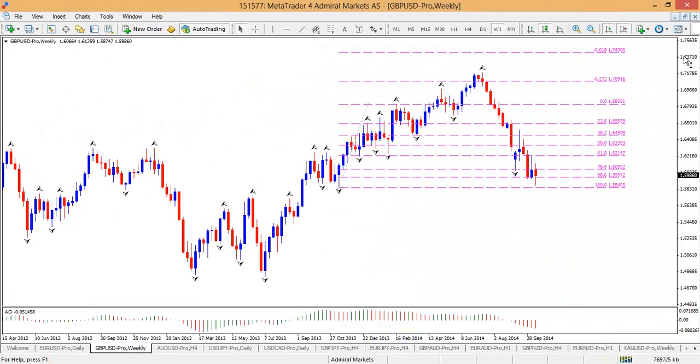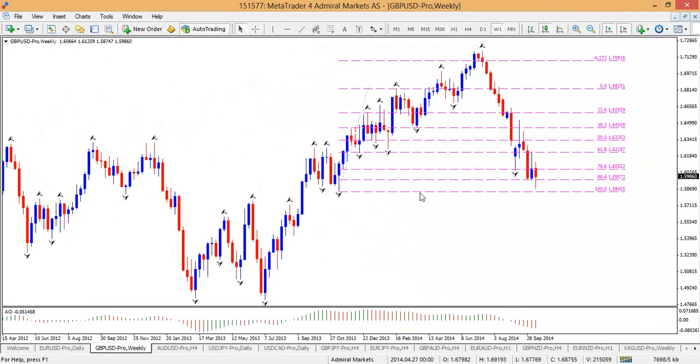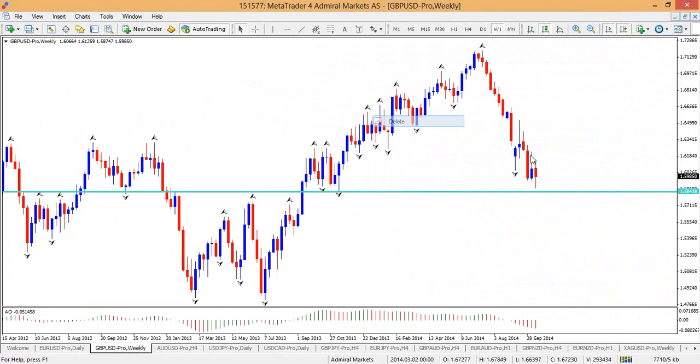Interestingly enough, according to this methodology, we actually didn't break a key bottom still, because that is the bottom of this swing high, swing low. It bounced off the 78.6 fib. So that's an interesting observation, in fact. We can put a blue line there.